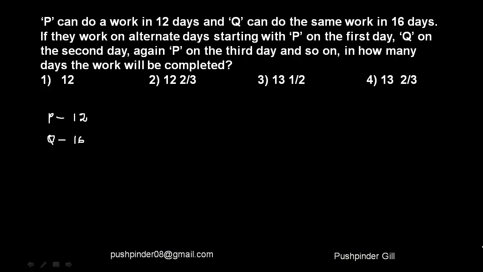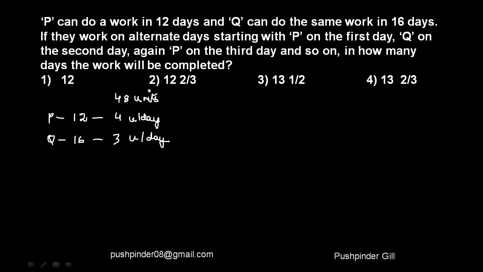So my step 1 should be to assume some number of units. Let me assume that the work is of 48 units. Now P finishes the work in 12 days. That means he must be finishing 4 units every day, right? Similarly, Q is able to finish the work in 16 days. To finish 48 units, he must be finishing 3 units every day. I hope everyone is understanding what I'm trying to do here, right? So 4 units every day and 3 units every day.